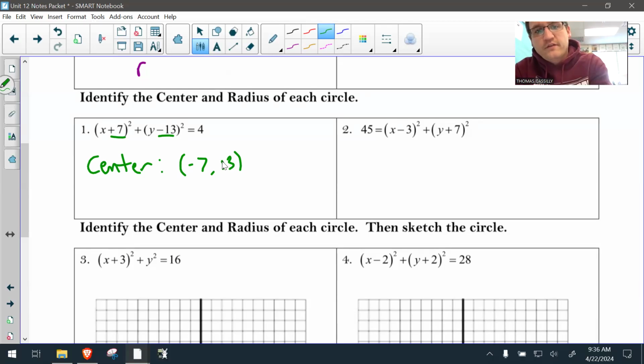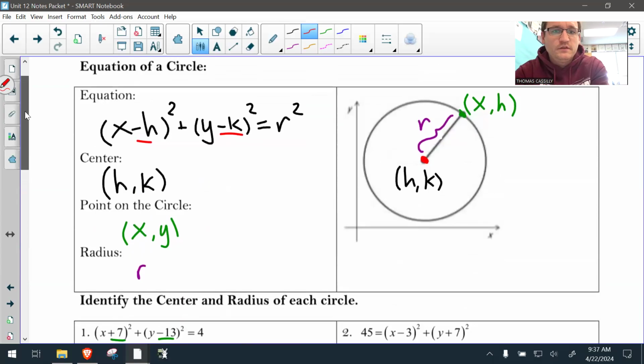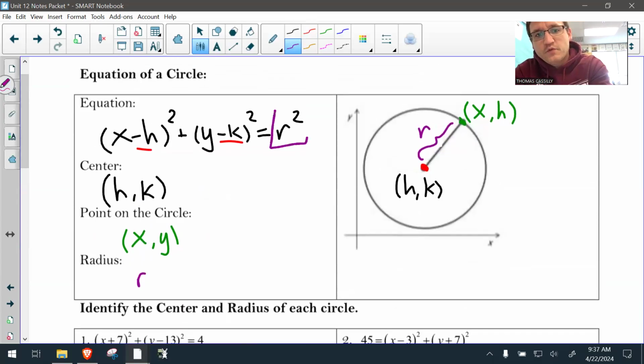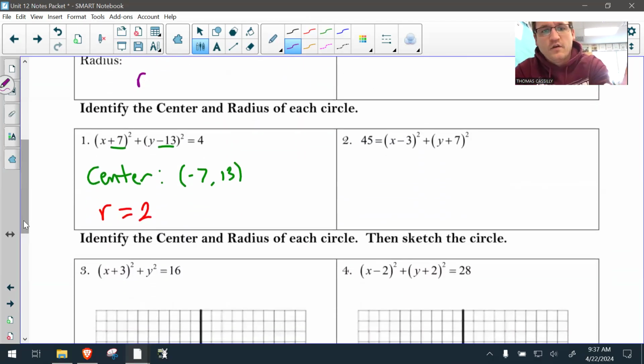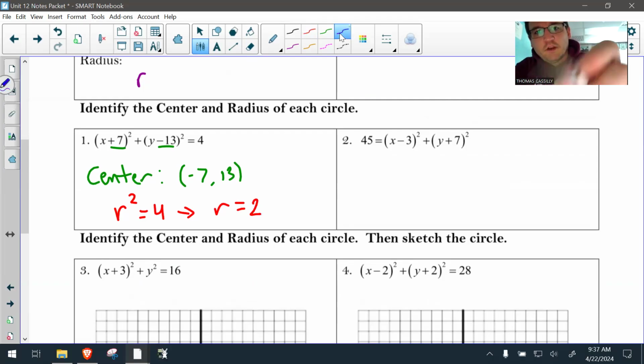The radius on this one is not 4. The radius equals 2. Now why is it 2? Because if we look at this equation, the number you plug in is squared. So the radius on this equation, they're giving us the squared version. We know r squared is equal to 4. So since r squared is 4, all we have to do is square root it. So we know r equals 2. All we're doing is square rooting that number to get our radius.